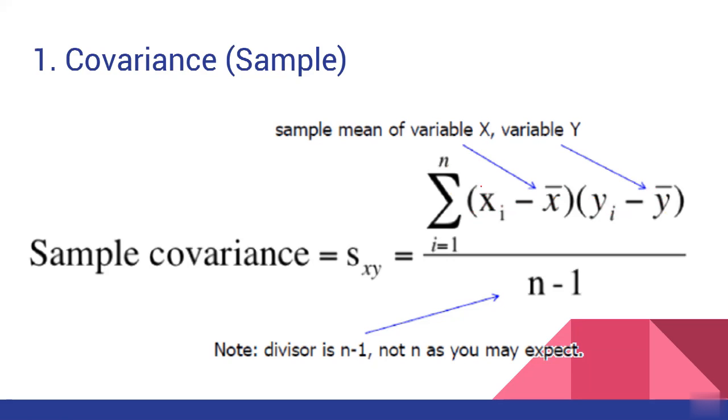Xi is the individual in the sample for variable x. Yi is the individual in the sample for variable y. And x bar means the mean of x. Y bar means the mean of y. Okay. Also, please write this down in your notebook as we're going to use it for some examples.